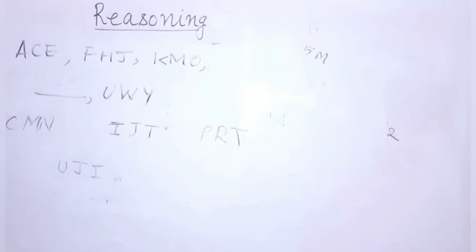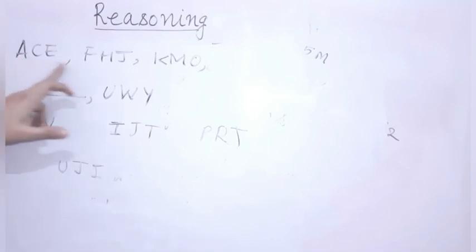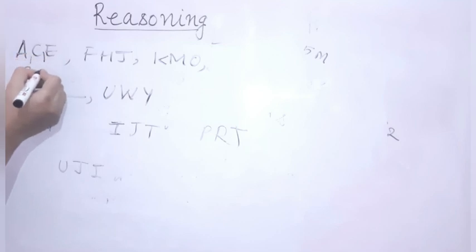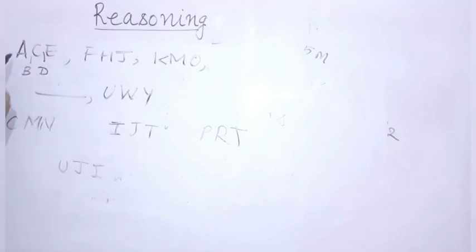First of all, whenever you are solving a question based on reasoning, you have to understand the pattern of the terms given in the question. So you have to understand the pattern of these 3 terms. Then only you will be able to find out the 4th one. So students, ACE: A for A, then they have skipped 1 letter, that is B. After that again they have skipped 1 letter, that is D, and then E. A, B, C, D, E.